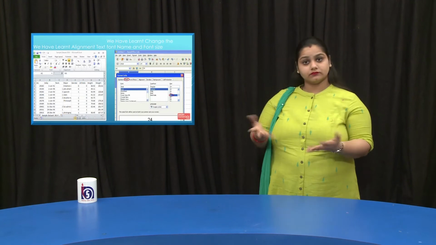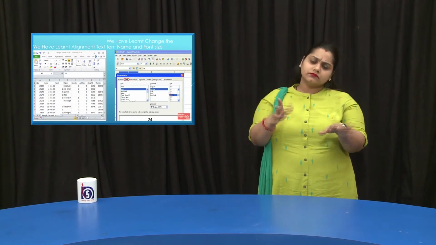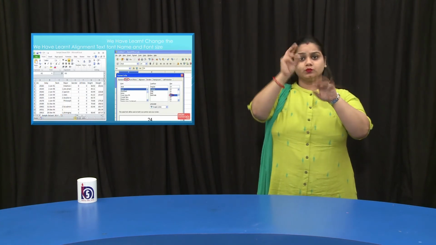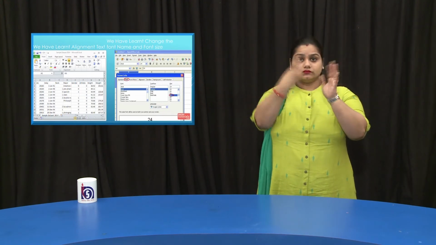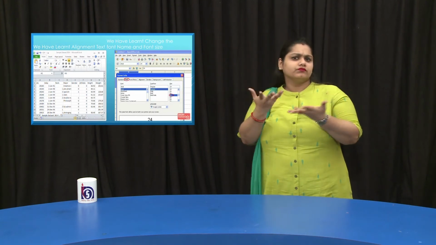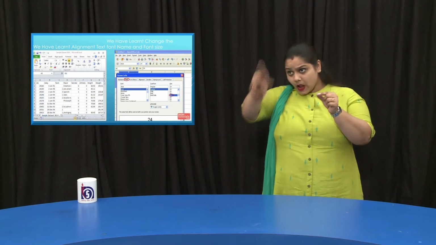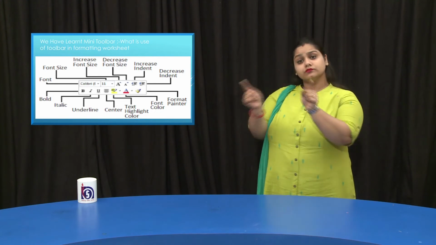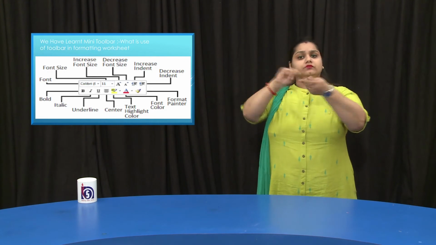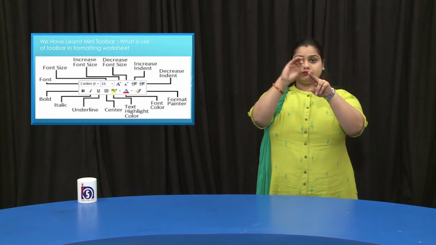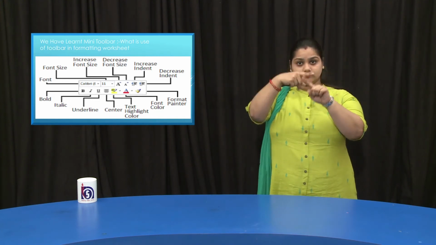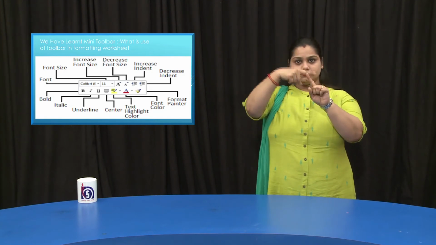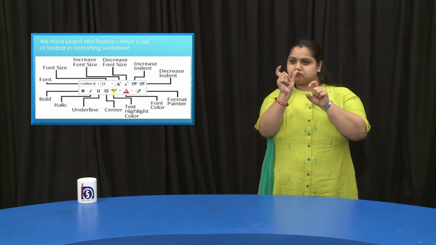Look at this picture. We have already discussed about text alignment, font name, and font size. This will be used in formatting worksheet for making record in cell column and row. Look at this picture. We have already discussed about mini toolbar for formatting purpose. Example, font size, font name, increased font size, decreased font size, bold, italic, underline, etc.